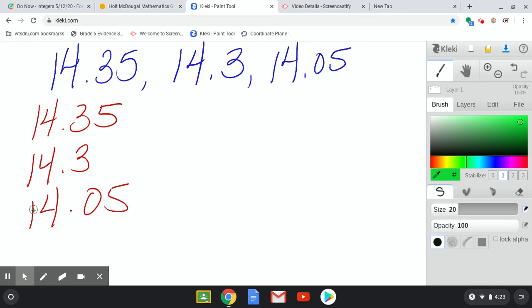So then you have to actually put these in the correct order. So you would then put 14.05 is your smallest, 14.3, not the 14.30, because remember, you put the original set in order. And then your last one is 14.35.